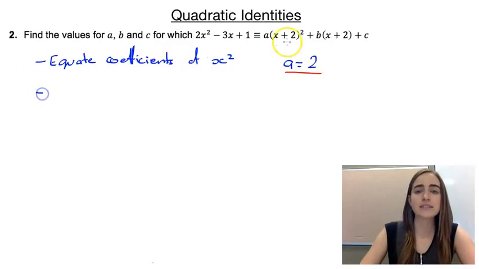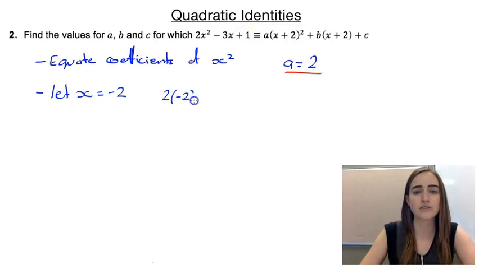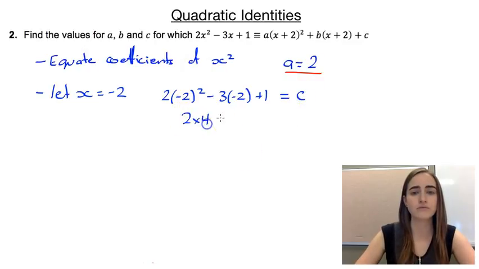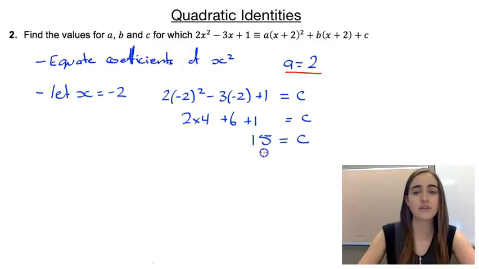Then we're going to pick numbers that will make these brackets go to 0. So we're going to let x equal -2. On this side then, we're going to have 2 times -2 squared minus 3 times -2 plus 1. And that's going to equal, now because we've picked that to make these brackets go to 0, on this right-hand side, we're just going to be left with C. So we're going to have 2 times 4 plus 6 plus 1 equals C. So we've got 8 plus 7 would give us 15. So C is equal to 15. So that's our second value that we needed.